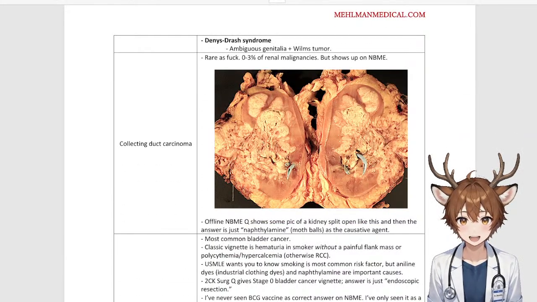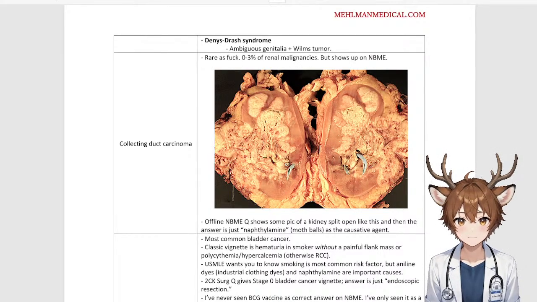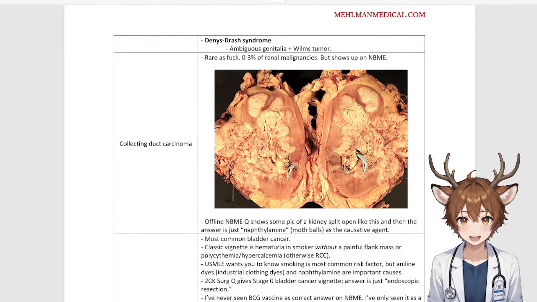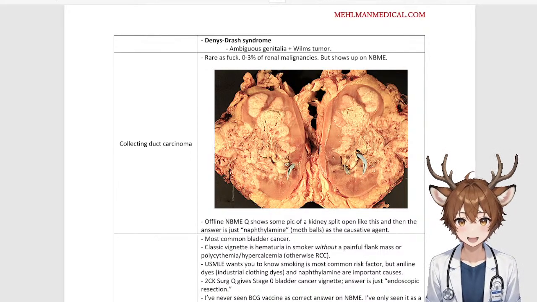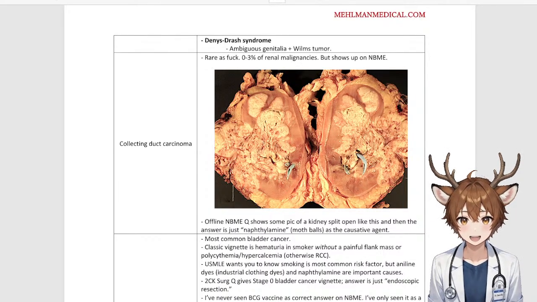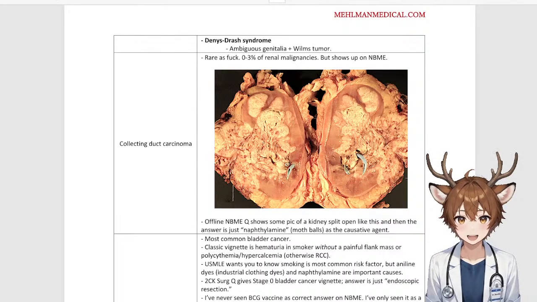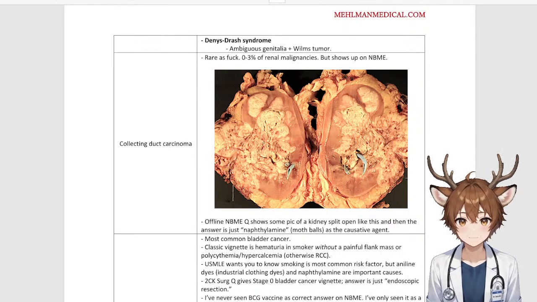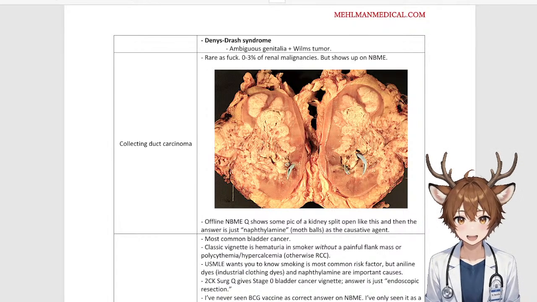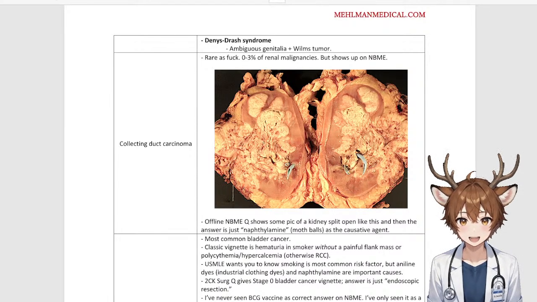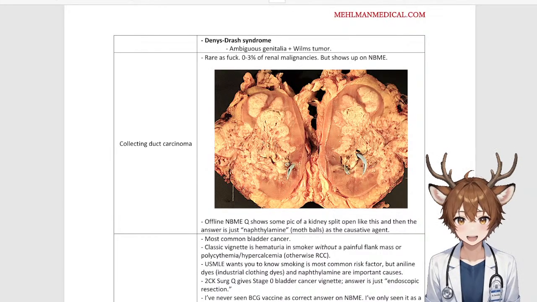What are some other kinds of malignancies? Well, we have collecting duct carcinoma, rare as heck. 0 to 3% of renal malignancies, but shows up on NBME. Here's a picture. An NBME question shows some pic of a kidney split open like this, and then the answer is just naphthylamine, from mothballs, as the causative agent.